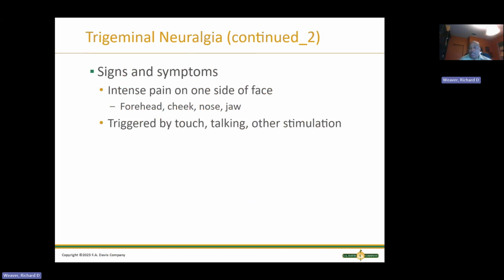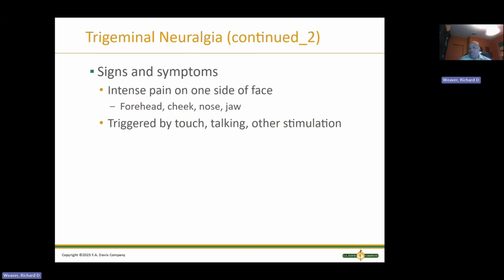A slight touch, even a cold breeze, or talking or chewing can trigger an attack of pain. The areas of the face where pain occurs are referred to as trigger zones. Areas affected include the lips, the upper and lower gums, cheeks, forehead, or the side of the nose.